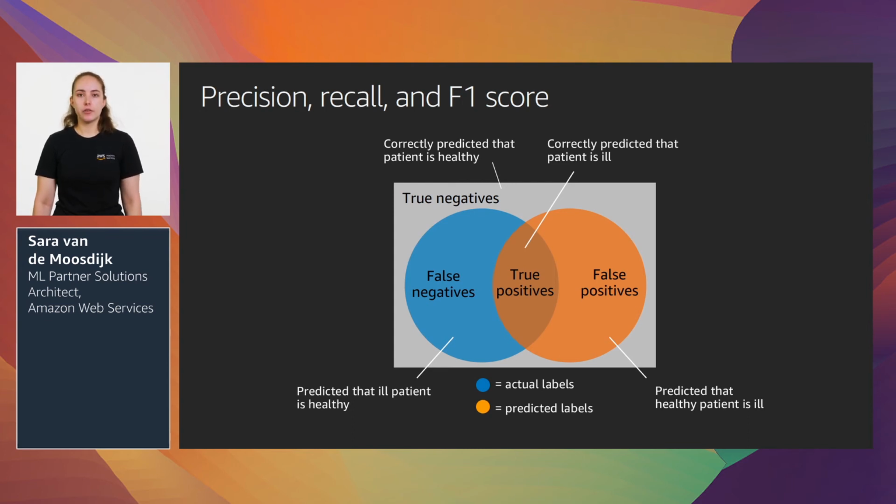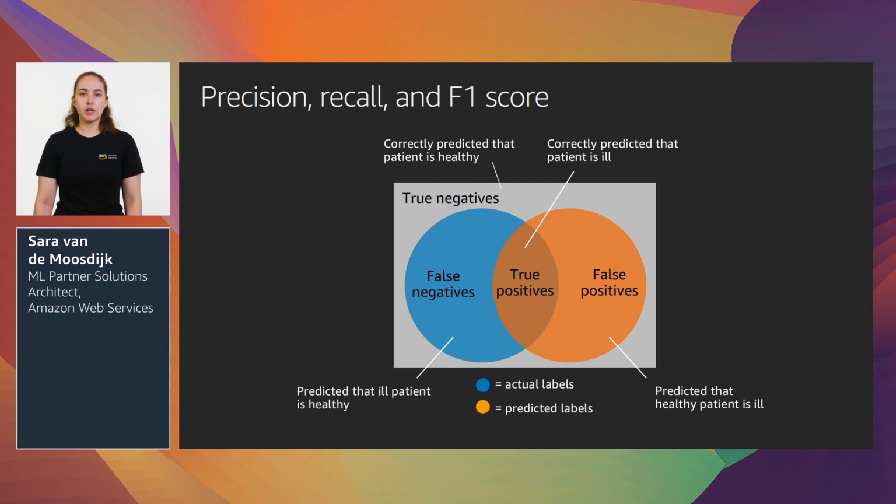Our false negatives in this case, these are the patients that we know to be ill, but the model predicted that they were healthy. And our false positives in this case are the patients that we know to be healthy, but the model predicted that they were ill. Hopefully it's clear that in this case, we actually want to have fewer false negatives.